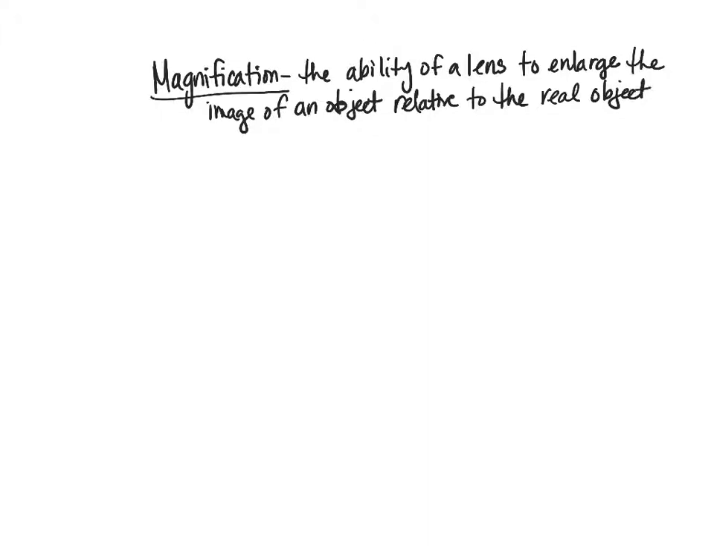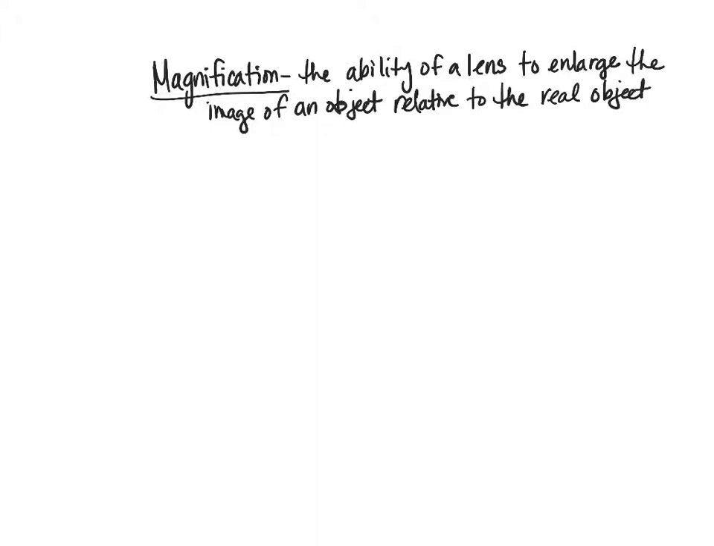Enlarge the image of an object relative to the real object. So magnification, I think that most people are typically familiar with magnification. We're magnifying something. You think of a magnifying glass at the least as a lens that is going to make something that's smaller look larger to your eye. And we use these lenses for magnification in our microscopes so that we can take something that's very, very small and we can magnify it to make it look larger than the real object actually is.